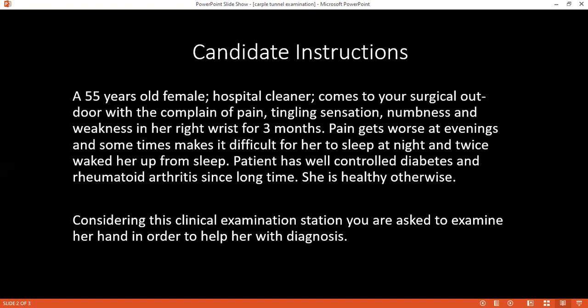Then I will ask the patient to follow me for the thumb movements. For the thumb, I will do flexion, extension, adduction, abduction, and opposition. Then I will go for the hand function.